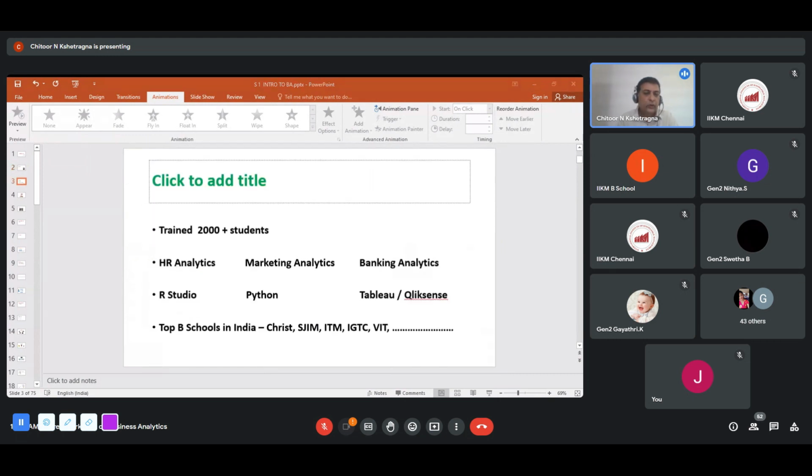And I've trained 2,000-plus students in the area of HR analytics, marketing, and banking analytics, and I use all these tools: RStudio, Python, Tableau, QlikSense. Trust me, I don't have a mathematics background. I don't have a science background. Neither do I have an engineering or computer science background. Trust me, I don't have any of them.